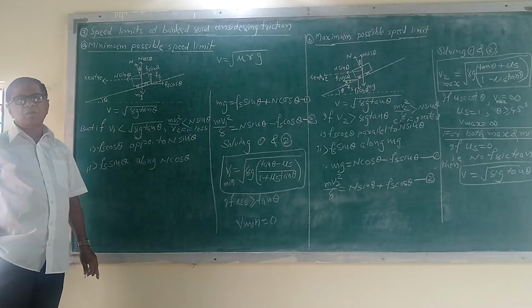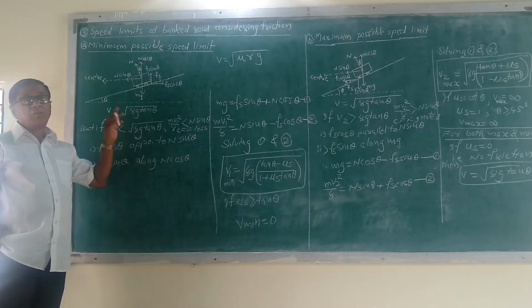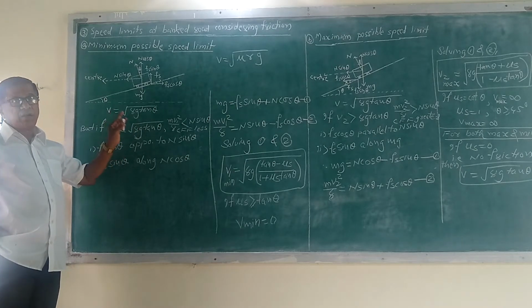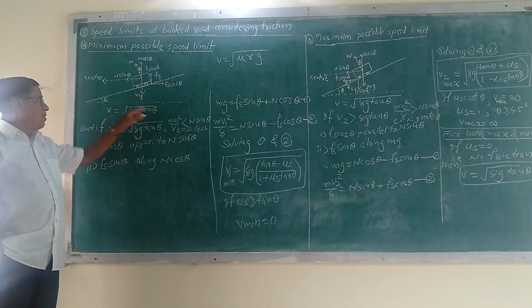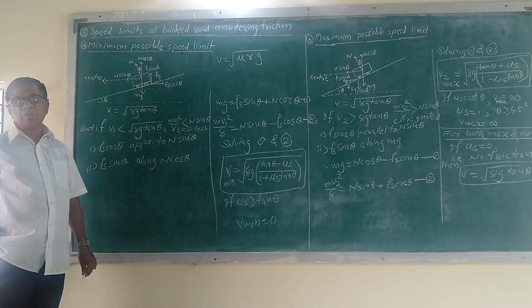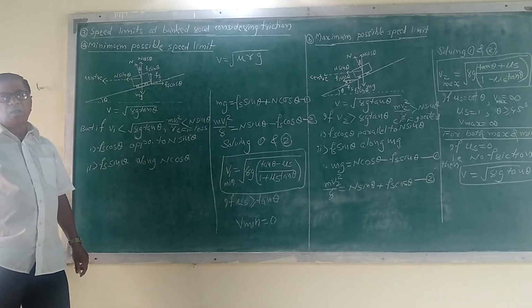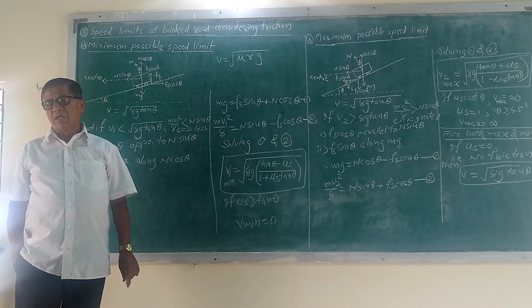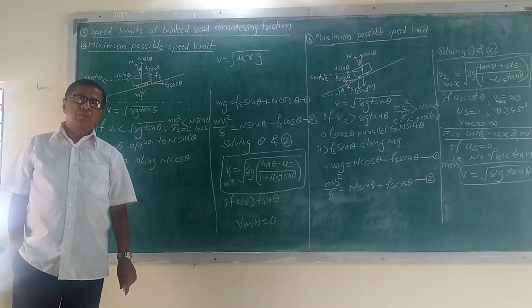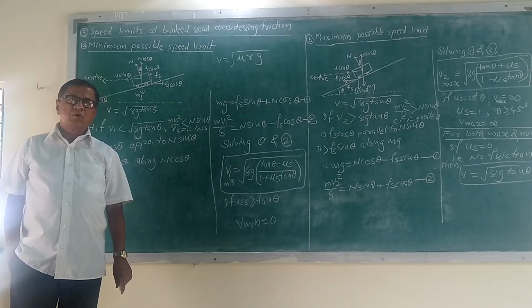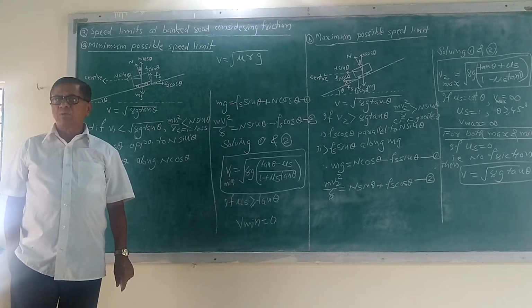In this case, we have not considered the force of friction. We have derived it only considering the angle of banking theta. v is equal to square root of r g tan theta, that is the maximum speed limit at the banked road surface. From that, we can also derive the formula for the angle of banking, that is theta is equal to tan inverse of v square upon r g. We are up to this point.